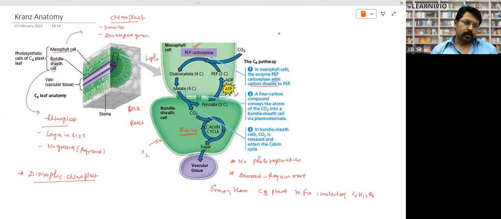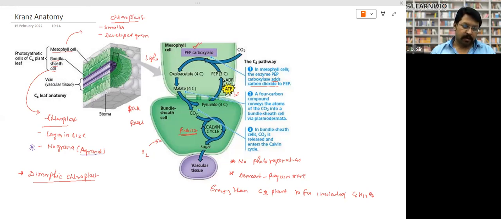Look, first, what is the Kranz anatomy? In the Kranz anatomy, there is a vascular bundle in the leaves. Around the vascular bundle, there are some cells which are called bundle sheath cells. Bundle sheath cells have chloroplasts which are larger in size and no grana is present, means they are called agranal. That is important. That is a question. They are different chloroplasts, larger in size, and they do not have grana.